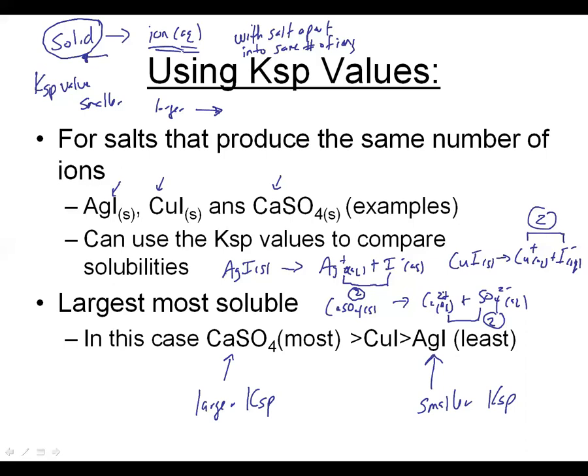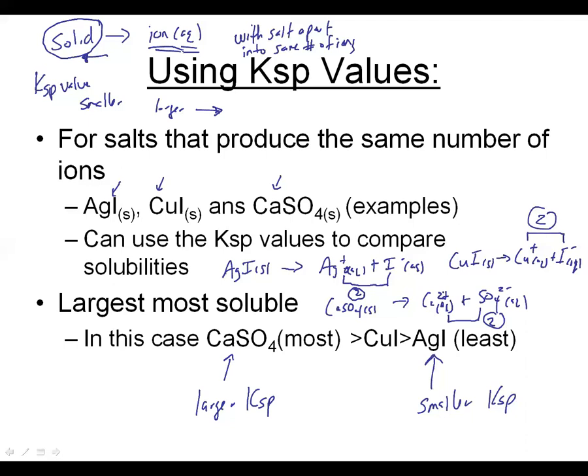So you could go to a table, or if you're given Ksp values, you could use that to determine which one would be more soluble. That'll be helpful in some calculations we'll talk about later, where you can decide, if I have these two in the solution, which one is going to precipitate out first and which one should precipitate out second. You could figure out the order at which things should precipitate out of solution, for example.